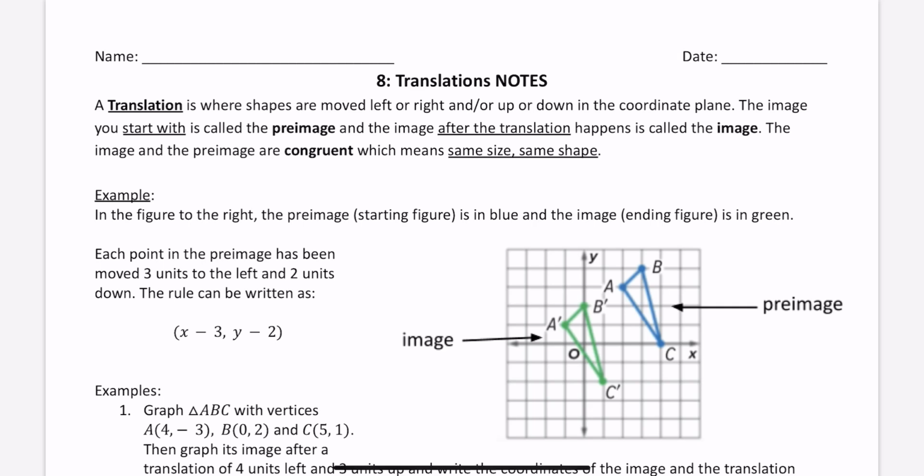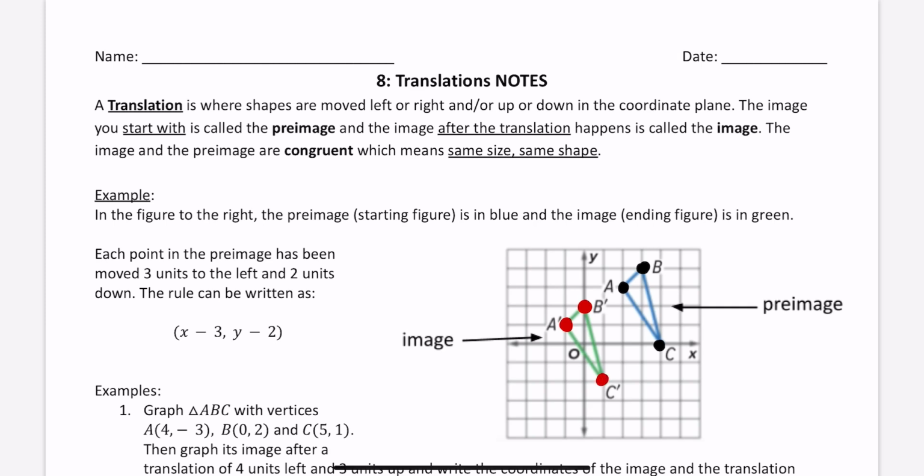In the figure down below over to the right, the pre-image or the starting figure is in blue and the image and the ending figure is in green. So each dot on the images, right? So we have a point here, here, and here. And we called those points A, B, C. Okay, once I moved the pre-image, that's the one I started with, and I made the image, I moved point A to that space. I moved point B to this space and point C to this space.